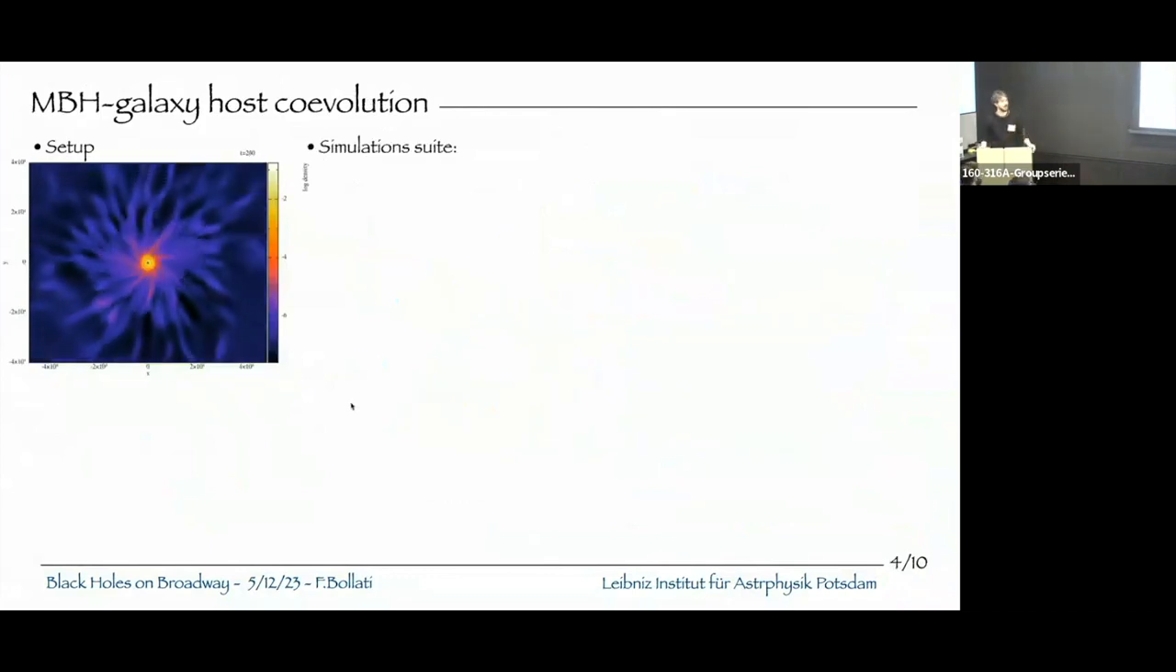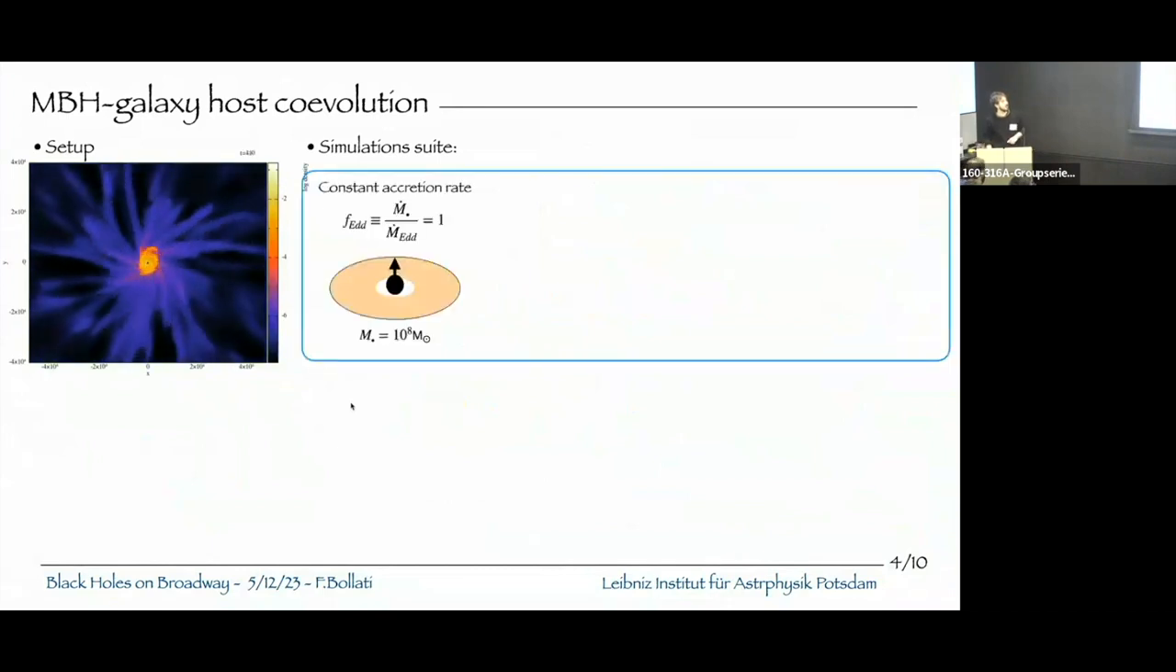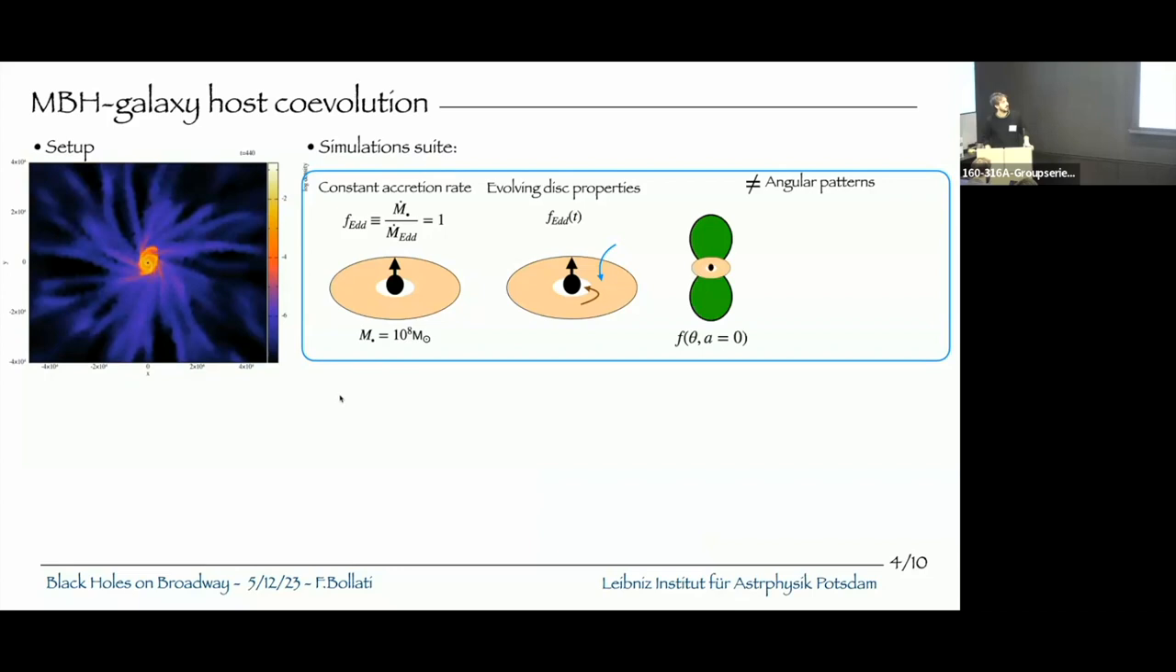Okay. So in these simulations, I consider two sets. In the first set, the subgrid accretion rate is forced to be constant and equal to the Eddington rate, while in the second, the accretion rate is allowed to vary. And in both sets, I consider different feedback angular patterns: maximally anisotropic, isotropic, and with anisotropy that evolves according to the spin. Now we can show some results.